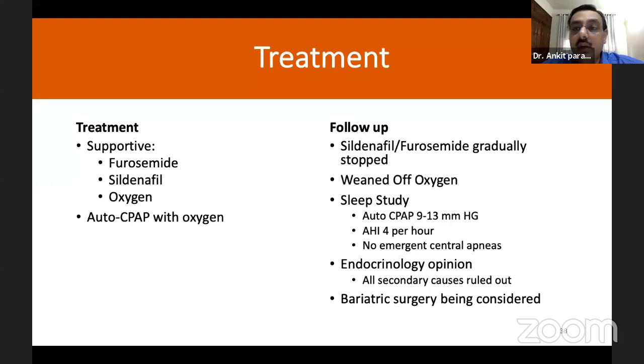So he got supportive treatment, was started on auto CPAP, required sildenafil and furosemide, and was gradually weaned off oxygen. In the sleep study we did for titration of pressures, the AHI improved. Later he was followed up at endocrinology and combined respiratory clinic. Endocrinology has ruled out all causes of obesity. They could not find any secondary cause, and he awaits a bariatric surgery.